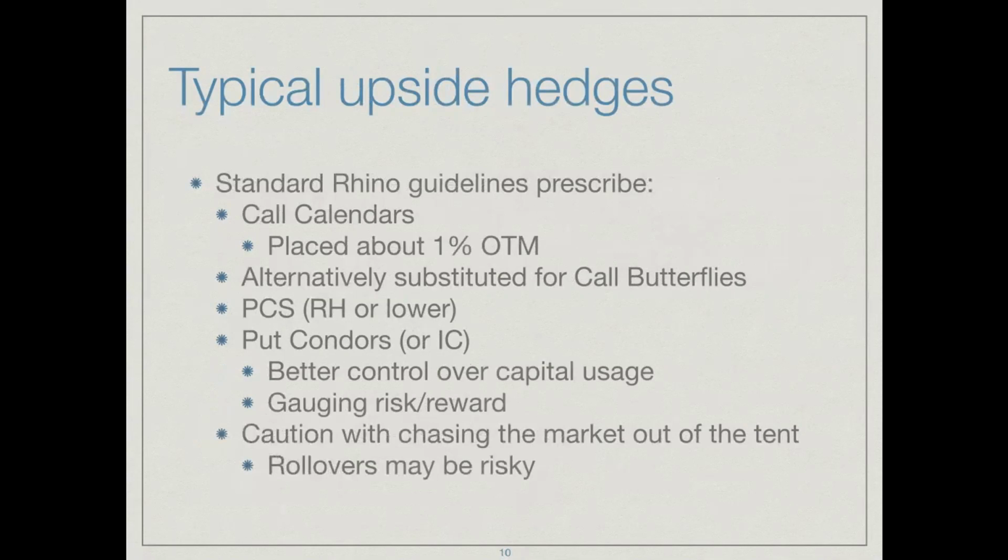The typical upside hedge for the Rhino is to use a call calendar placed about 1% out of the money. There's another Rhino that has been called the White Rhino, which never uses call calendars; the upside hedge is replaced by a call butterfly. And I must admit that, of course, in a very low IV environment, the call butterflies would have done better. I also understand that some people don't like calendars, so I would say either or. And probably in the future I would be more prepared to go for butterfly-type hedges on the upside. The other possibility is to add a put credit spread or a reverse Harvey, depending on capital available.